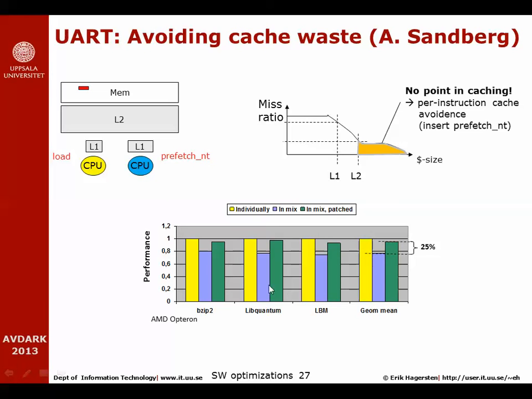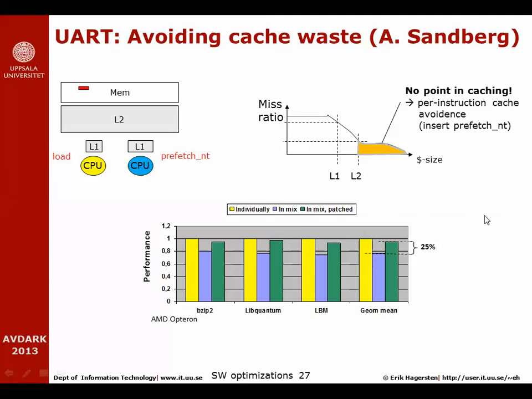The blue bars show how much each application slows down when they are run together. On average, they slow down 25% when they run together. The green bar shows how fast they run when Andreas has applied his automatic modification to them. So that's the patched version of those applications. You can see they run about 25% faster with his automatic modification to the code.